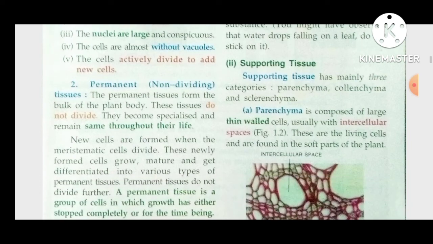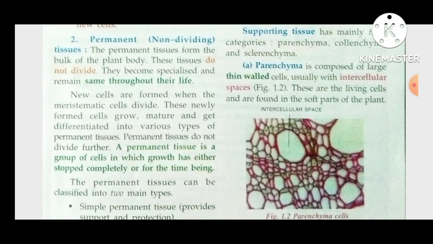Then we will learn about permanent non-dividing tissue. Permanent tissue forms the bulk of the plant. These tissues do not divide. They become specialized and remain the same throughout their life. That means permanent tissue makes up the structure of the plant. They remain the same throughout the plant's lifetime. New cells are formed when the meristematic cells divide.